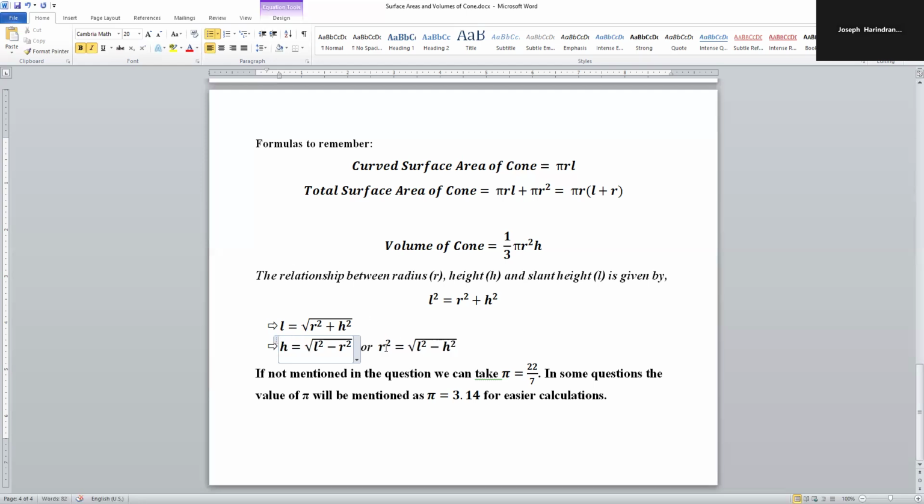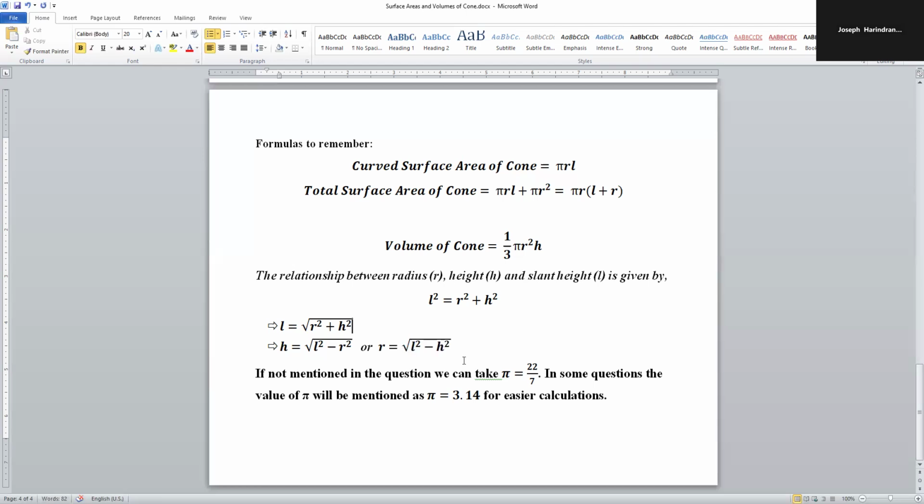H, and this should be R. From this formula itself, we can get the values of H and R. We can either get H in terms of L and R, or R in terms of L and H. So these are three important formulas for this chapter to solve problems in this chapter.